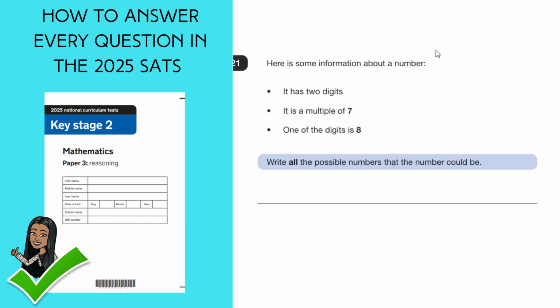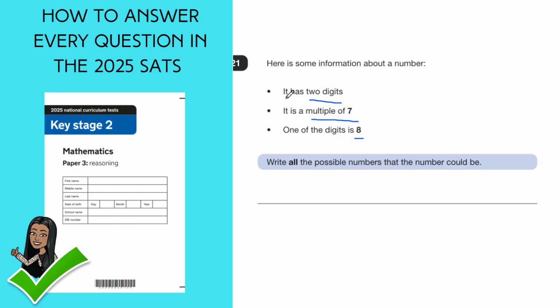Question 21, this question is worth 2 marks. Here is some information about a number. It has 2 digits, it is a multiple of 7, and one of the digits is 8. Write all the possible numbers that it could be. So if you look down the list of criteria, think about which one has a limit first.